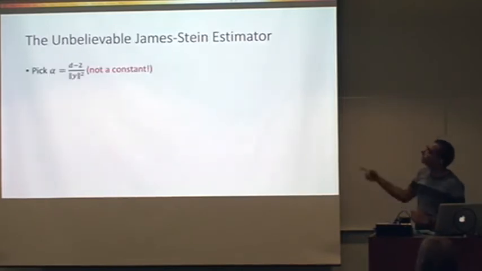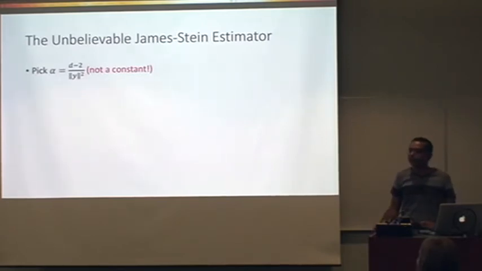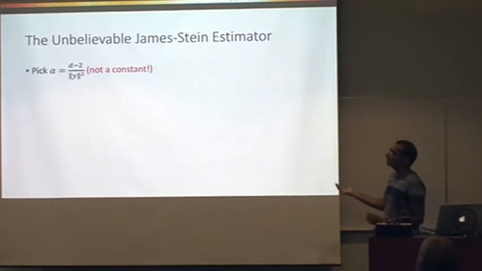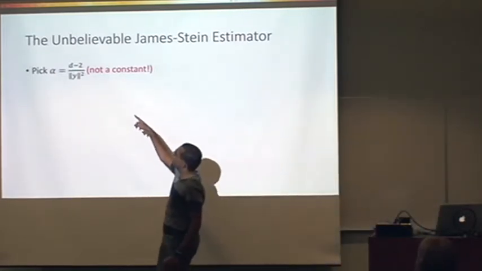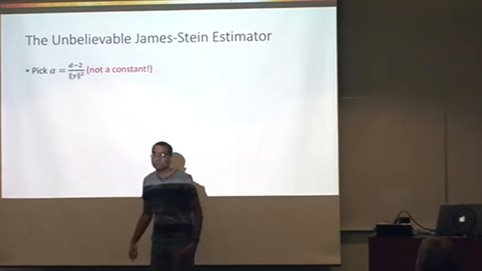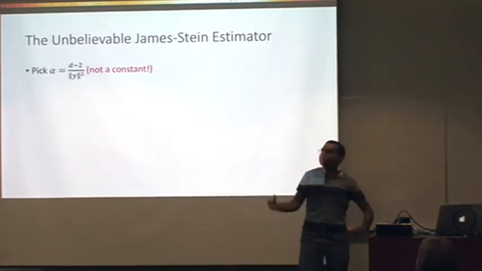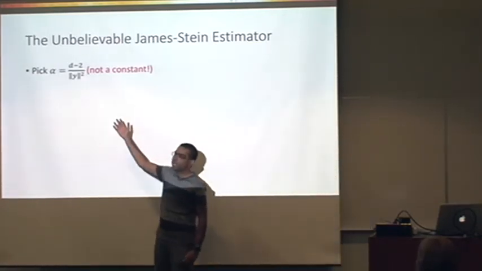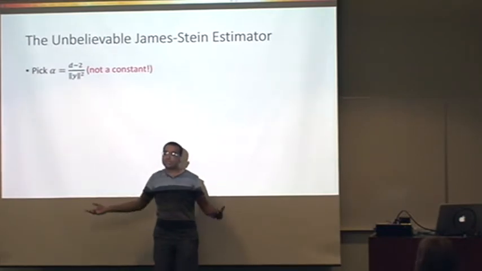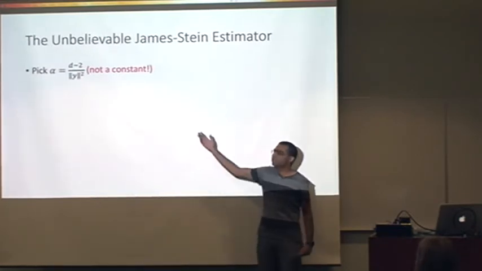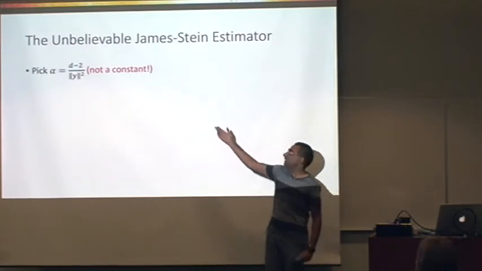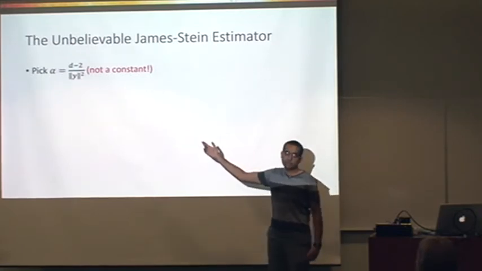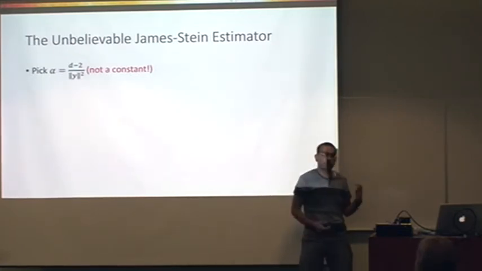But there's this thing called the James-Stein estimator. This caused a sensation when it was published around 1950. People didn't believe that this was possible, but you could pick alpha to be this quantity, d minus 2 over the norm of y squared, right? And this is not a constant, because it depends on y. But that's fine. That doesn't stop us from using it, right? It doesn't depend on any information we don't have. We are still just using the dimensionality of the space, and we're using the sample that we have, right?